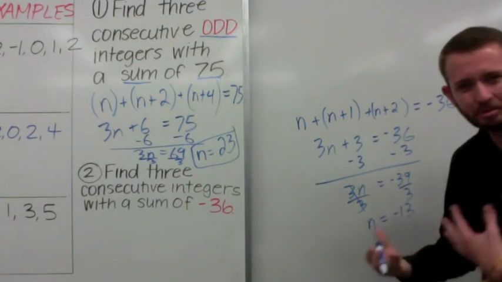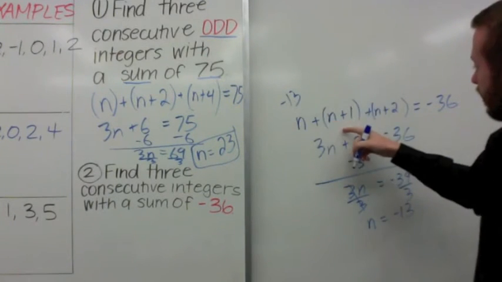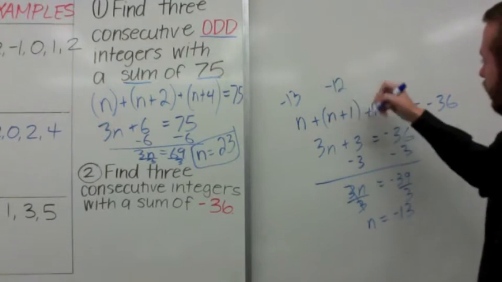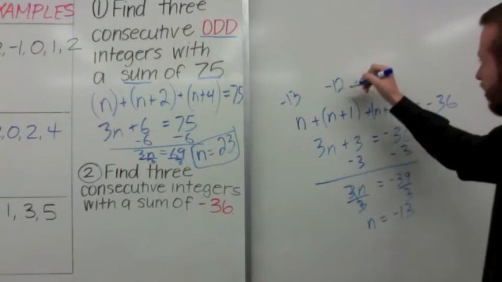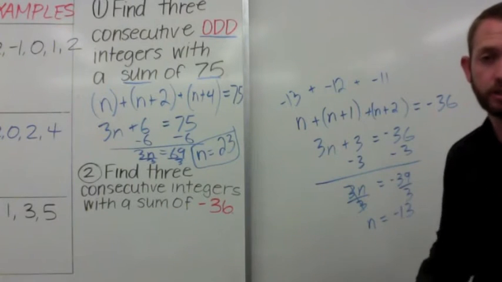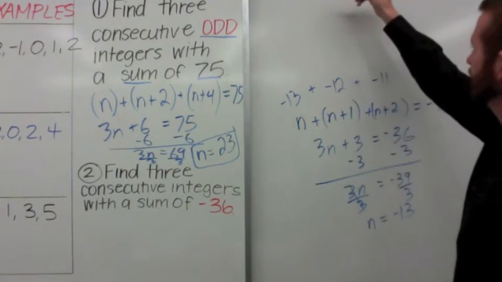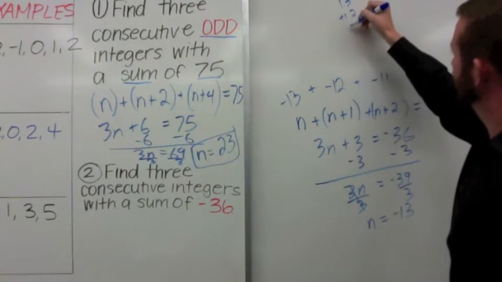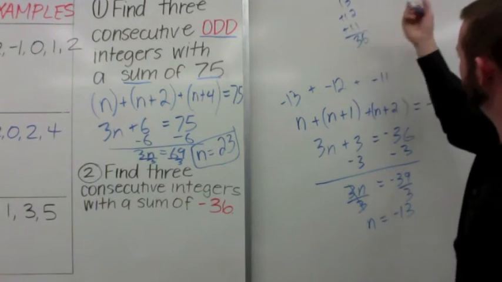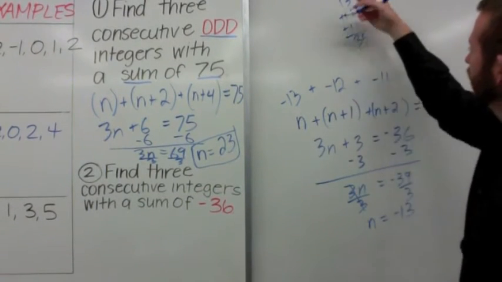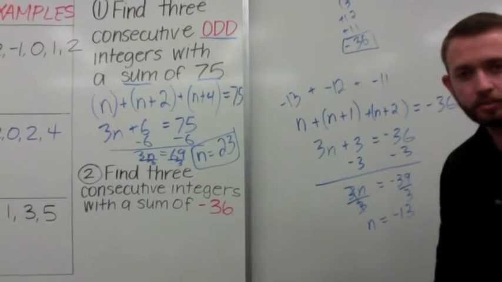I always like to go back and check my work, see if it makes sense. So if n is negative 13, that's negative 13. Negative 13 plus 1 would be negative 12. Negative 13 plus 2 would be negative 11. I know you don't love adding negatives, but if you notice they're all negatives, then 13 plus 12 plus 11 is 36. But it's negative, negative, negative, so the whole sign is negative. All right, that's pretty much it.